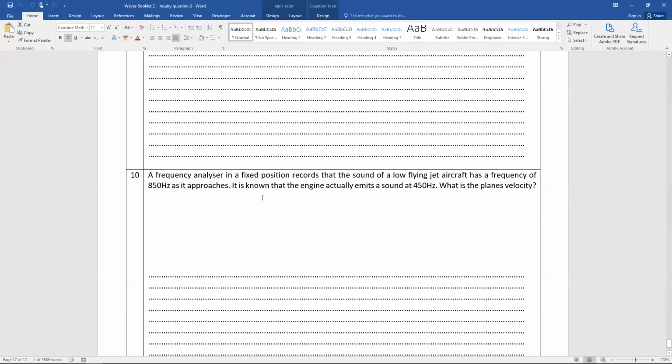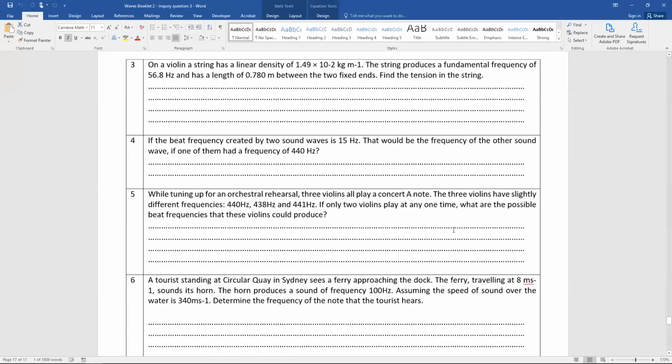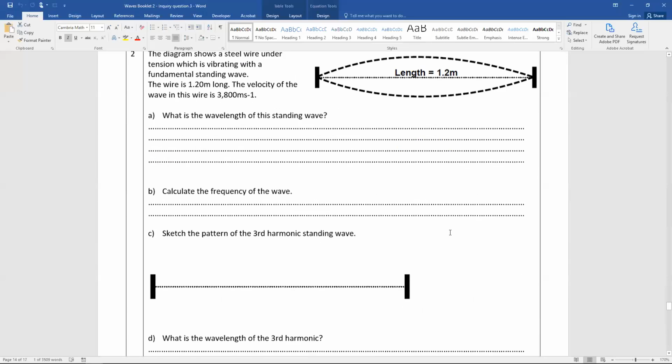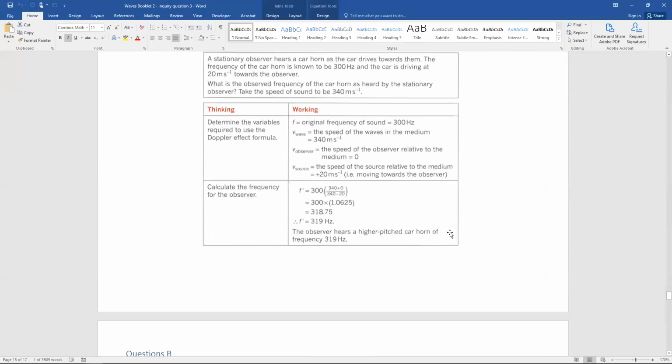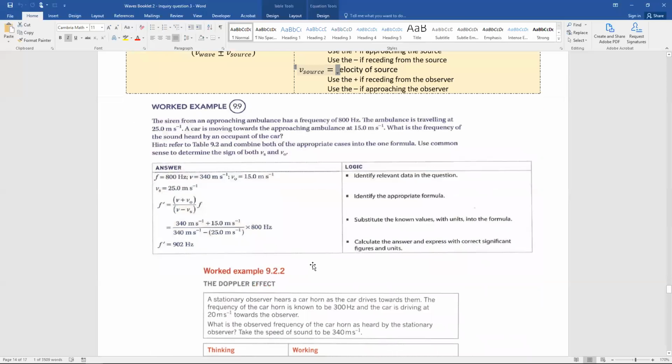A frequency analyzer in a fixed, okay, again, okay, what's the plane's velocity? Okay, you're gonna have to do some rearranging of the Doppler equation. So you should be able to do all those. See how you go. We've got some stuff on strings and frequencies and harmonics, and we'll go over that. But yeah, just remember that. Rewind this video and have a look at these if you don't understand, and look at those examples.